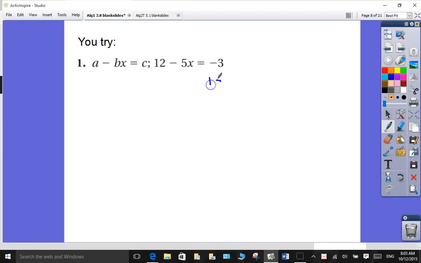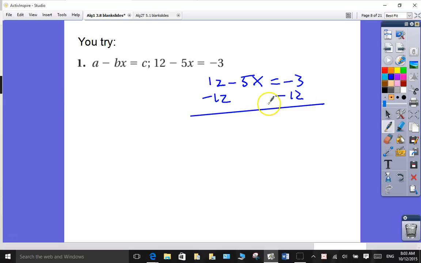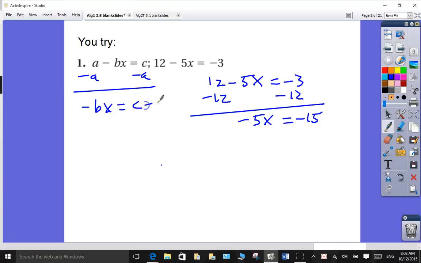Here I've got 12 minus 5x equals -3. I subtract 12 from both sides, and I get -5x equals -15. Over here, if I subtract a from both sides, it looks like -bx equals c minus a. About half of you didn't include the minus in front of the b. You had everything else right, but you had a positive b, so when you divided by a positive b, that was incorrect.